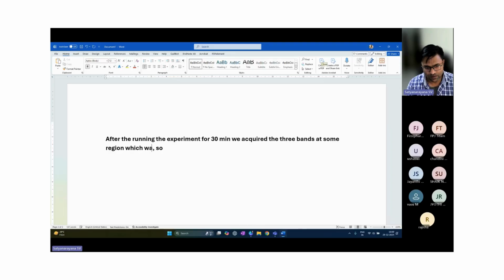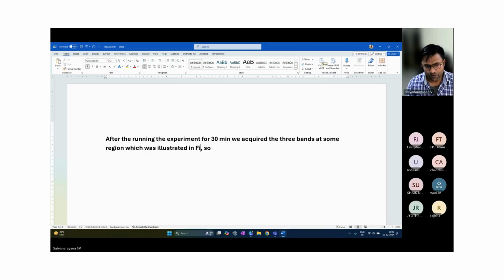which was illustrated in figure 1. You are saying like this. You need to represent figure 1. Now you need to discuss. What you need to discuss means you need to mention that all these experiments are very good compared to the previous ones. In previous experiments, they got it at 45 minutes, and I got it in 30 minutes here. Like this, you need to mention.